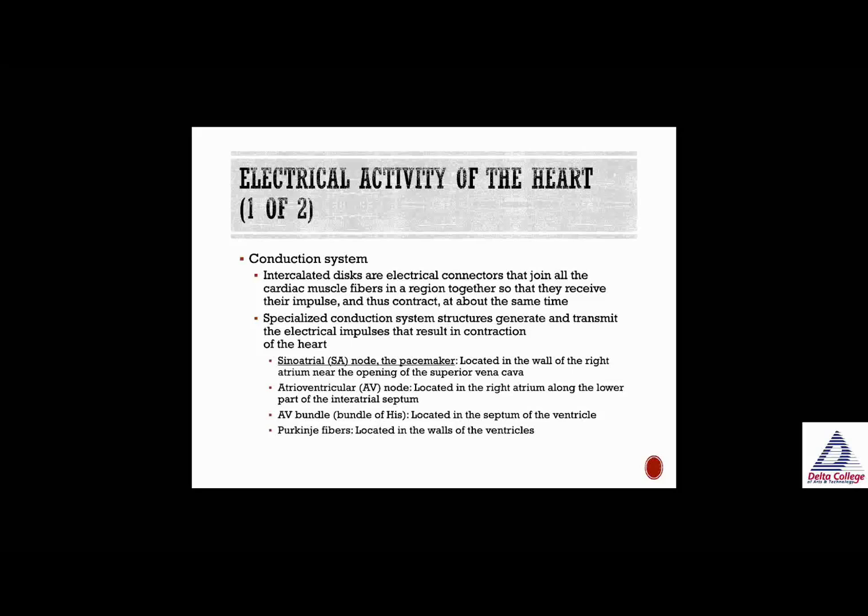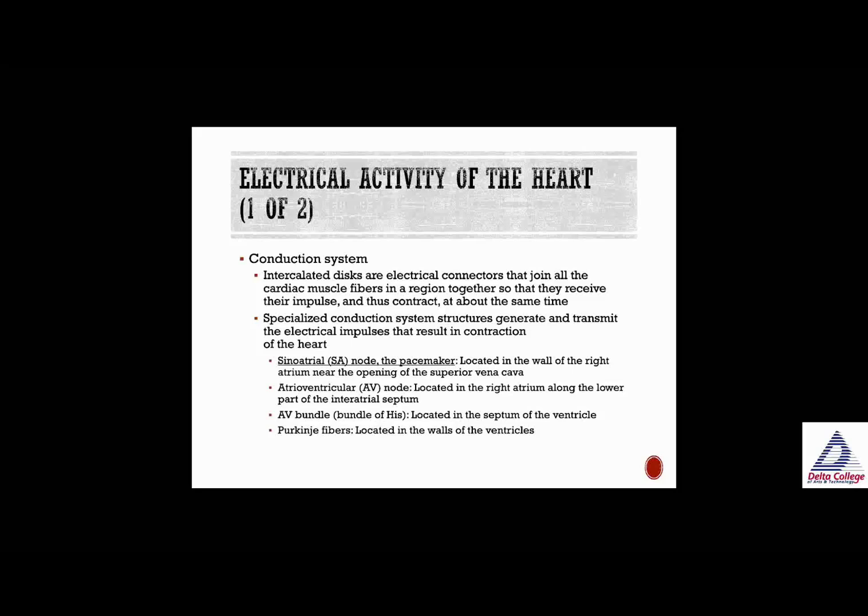The first one I want to talk about is the SA node, the sinoatrial node. This is the pacemaker of the heart. It is located in the wall of the right atrium near the opening of the superior vena cava. Then we have, lower down, the atrioventricular, the AV node. This is located in the right atrium along the lower part of the interatrial septum. So then it goes down into the AV bundle, or the bundle of His, located in the septum of the ventricle, into tiny Purkinje fibers located in the walls of the ventricle.